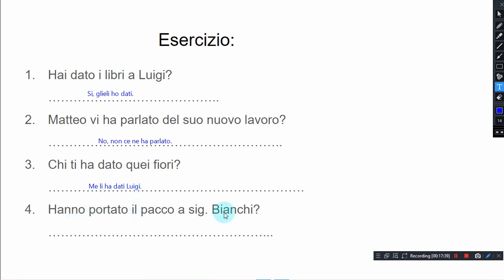Hanno portato il pacco al signor Bianchi? Did they bring the package to Mr. Bianchi? Sì, glielo hanno portato. Here, as you can see, there is no elision, because the elision with glielo gets used only when the direct object pronoun is singular. Gliela portata Matteo.